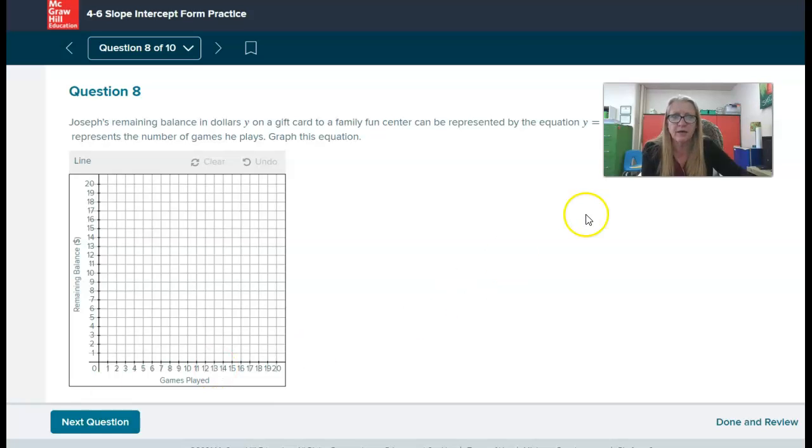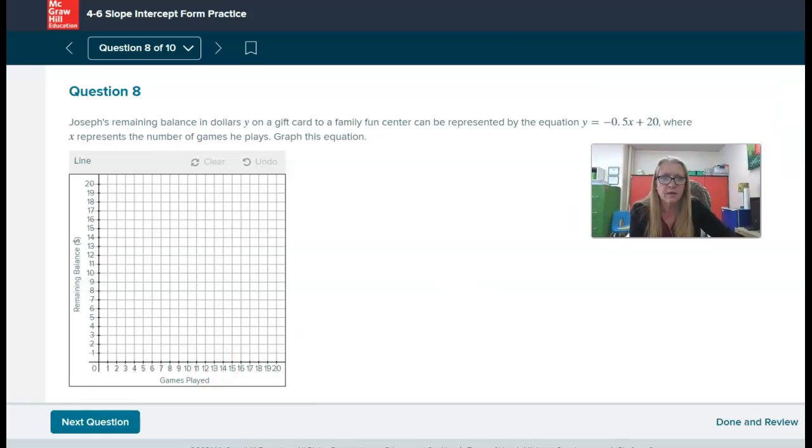Here we have, let me move this. We have the equation. The thing that I think is kind of crappy here is that they've given you a negative 0.5 slope. That's negative 1/2 slope, okay? And I don't like that they did that, but I guess they're talking about money, so they felt like it was legitimate. Let's start with your y-intercept.